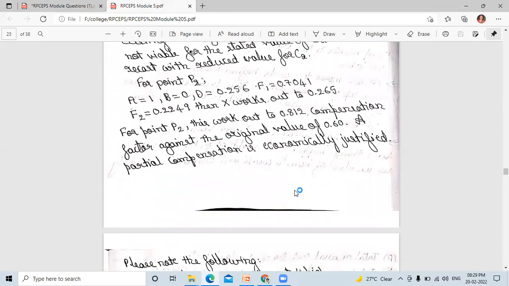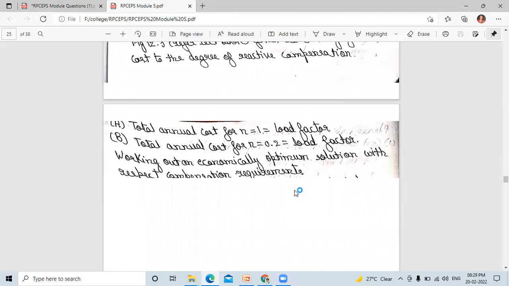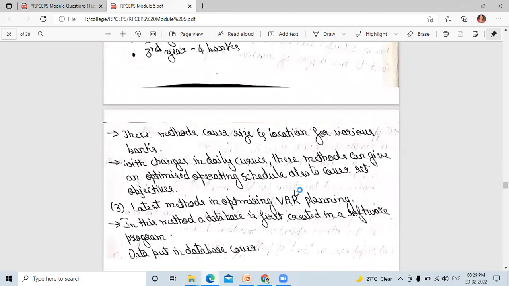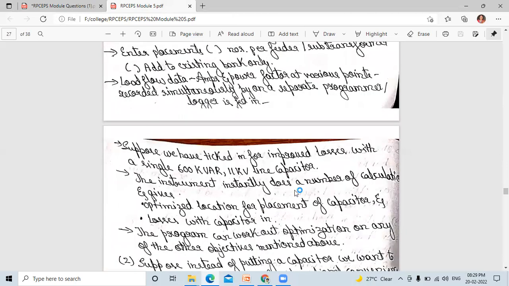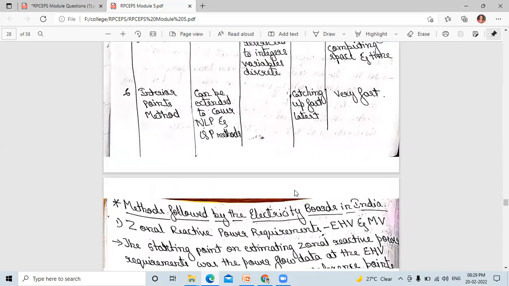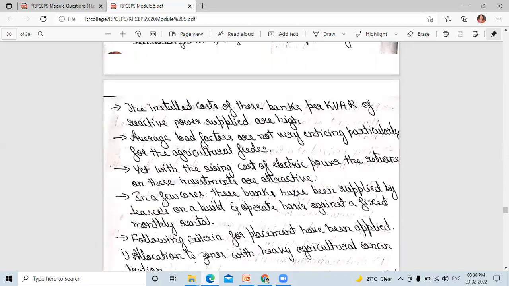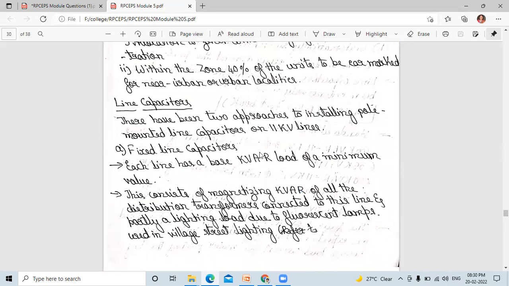There are 2 approaches. This is the answer for that. There have been 2 approaches to installing pole mounted line capacitors on 11 kV.